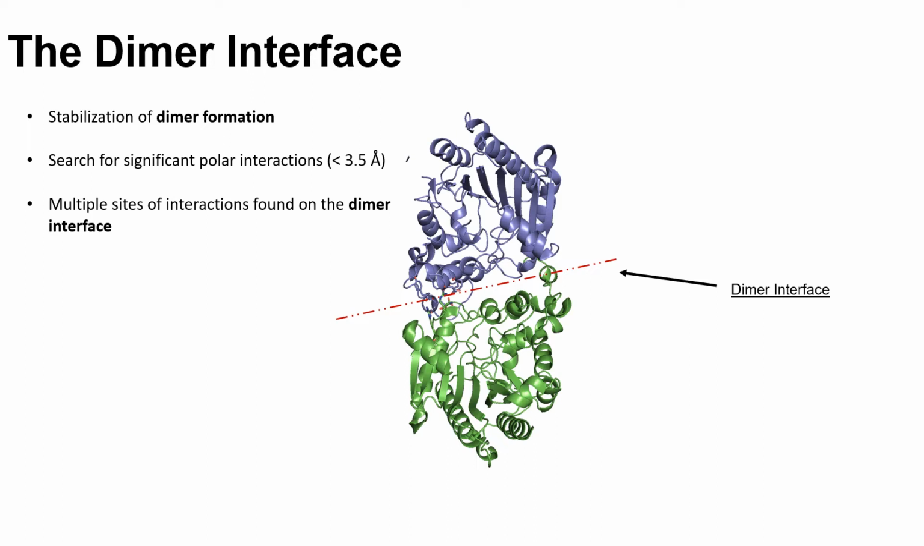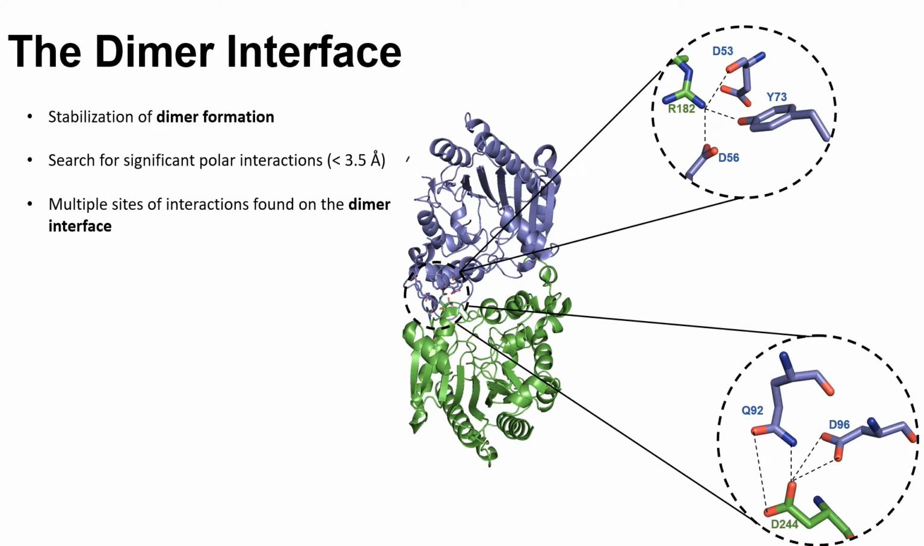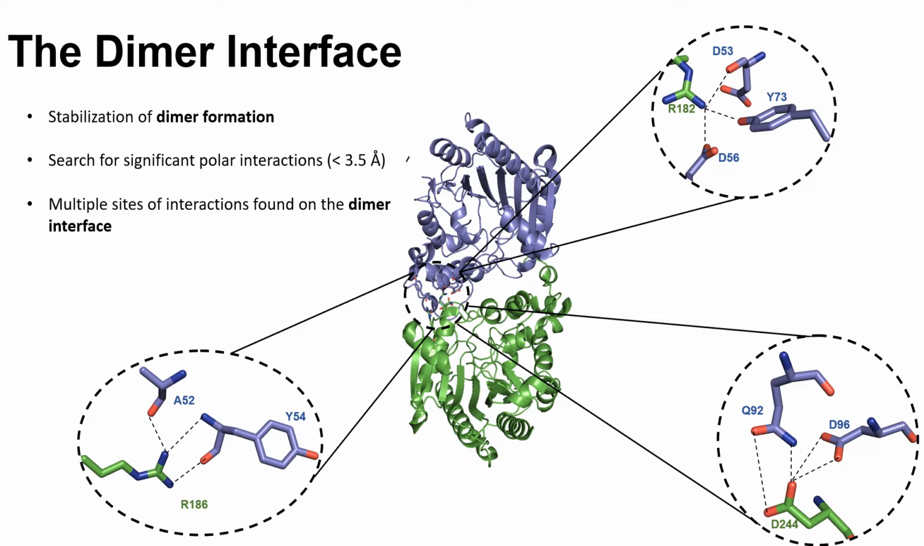By deleting these residues, we would expect to obtain our target enzyme in the monomeric form, because these residues help stabilize the dimer interface. Multiple sites of interaction were found on the dimer interface, from side chain to side chain interactions shown on the right, to side chain to backbone interactions shown in the bottom left. Many residues were thought to be important in dimerization and were then targeted for further analysis.